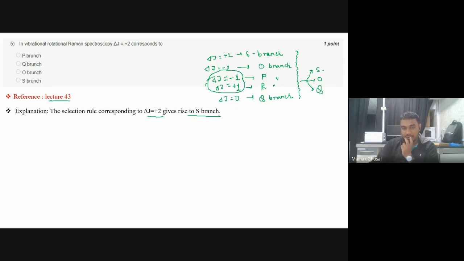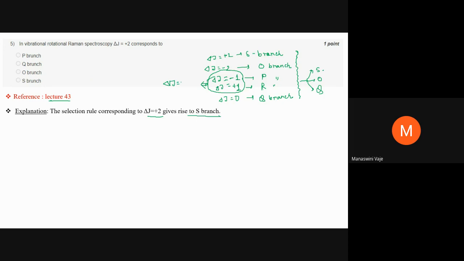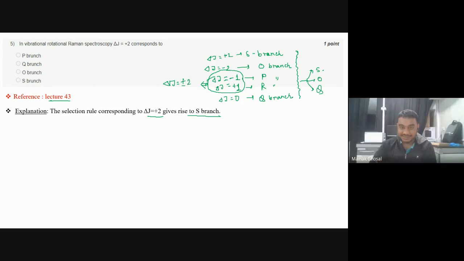So what is the selection rule for rotational Raman transition? Because the selection rule for Raman transition is delta J should be plus or minus 2, right? So in this case, there will be no selection rule corresponding to delta J equals plus minus 1. So in that case, you will not observe any P or R branch. You will see a Q branch in the middle, and from 6B distance, you will see O branch on the left side and S branch on the right side.